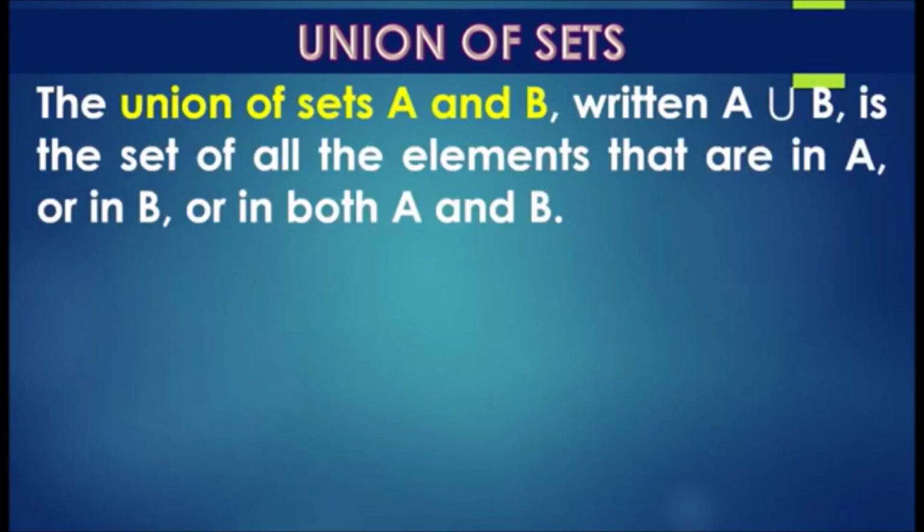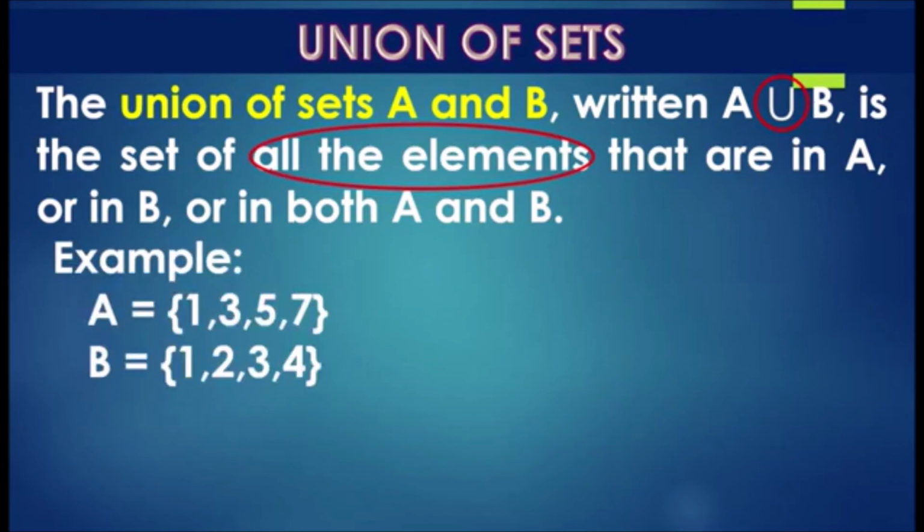Next, we have union of sets. The union of sets A and B, written A ∪ B, so take note of that symbol, is the set of all the elements that are in A or in B or in both A and B. So if we say union, it means we are going to combine all the elements of those sets.